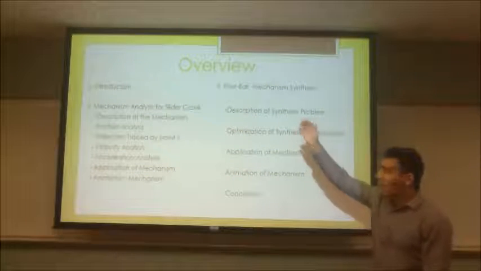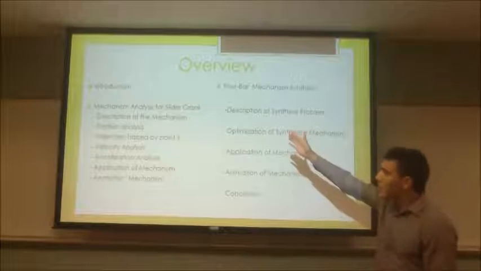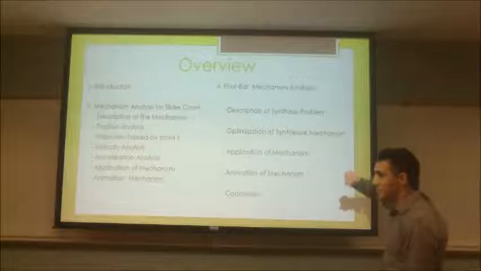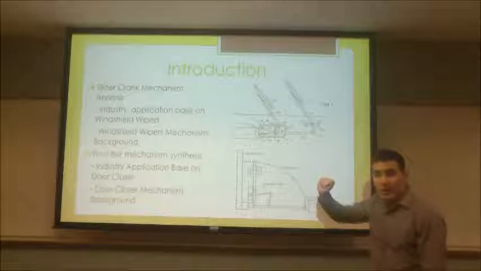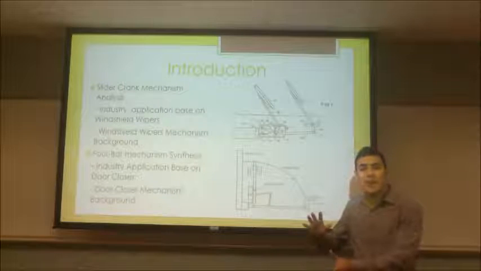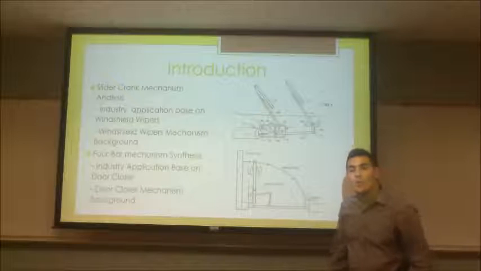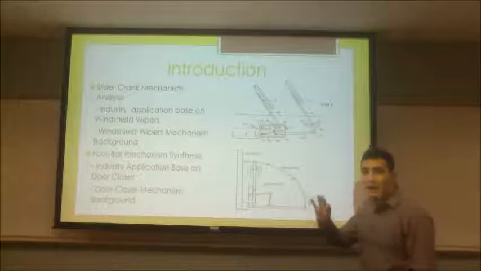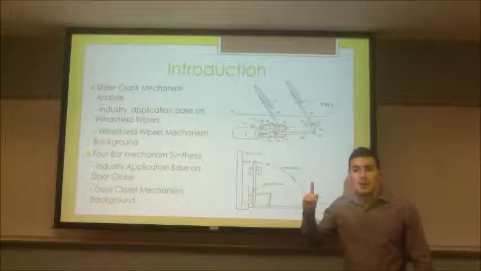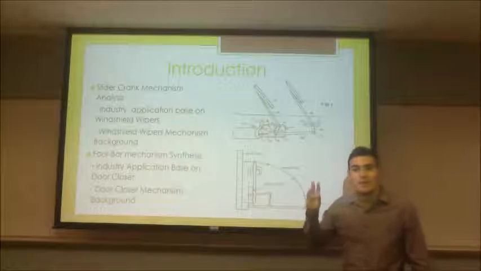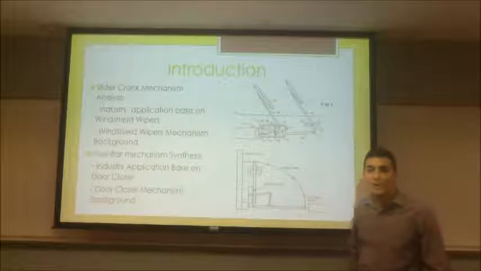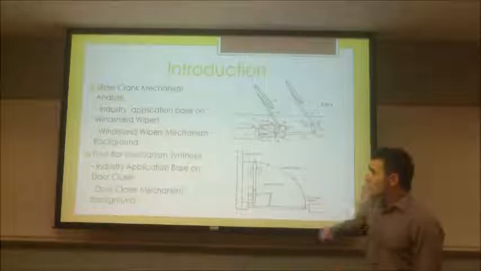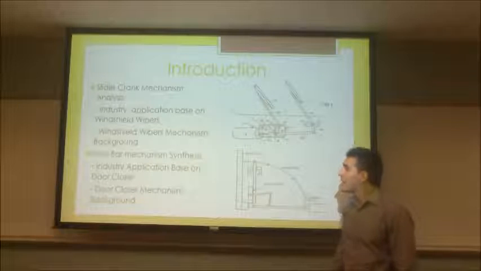For the overview, we're going to have an introduction. We're going to talk about mechanism analysis for a slider crank, and we're also going to talk about 4-bar mechanism synthesis. A slider crank is an arrangement of mechanical parts designed to convert linear motion to rotational motion. A slider crank has 3 parts. First part is a crank, the second part is a slide, and the third part is a connecting rod.